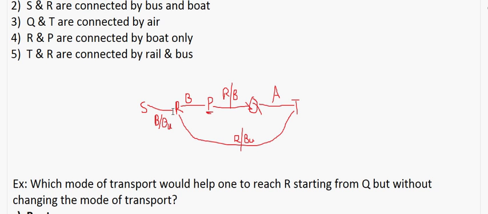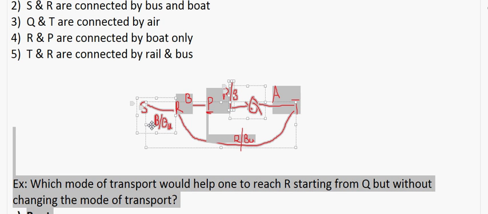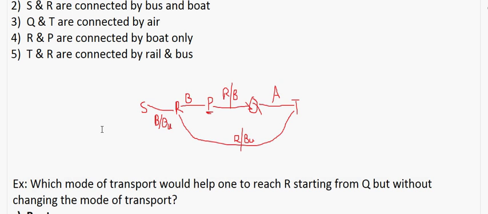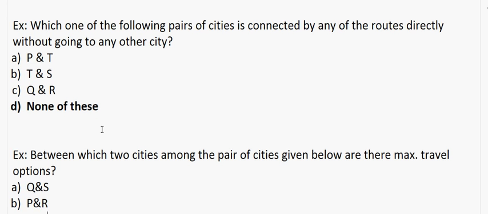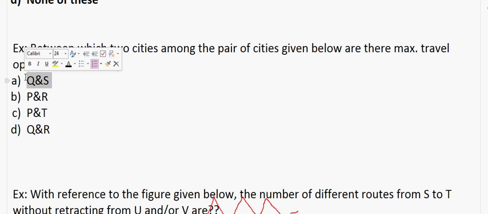Let's see Q to R. So Q to R is one node less, right? When we added S, we added two options more, which are the boat and the bus options. So which means Q to S is greater than Q to R. So our answer choice is Q to S.